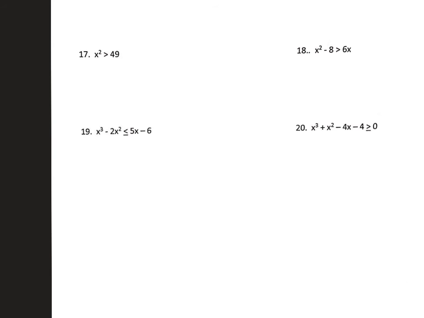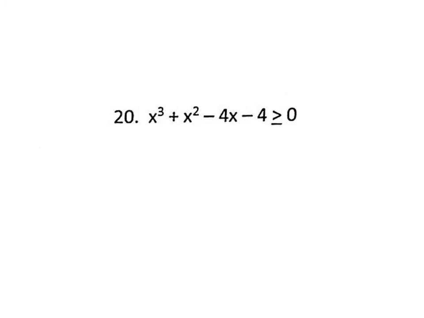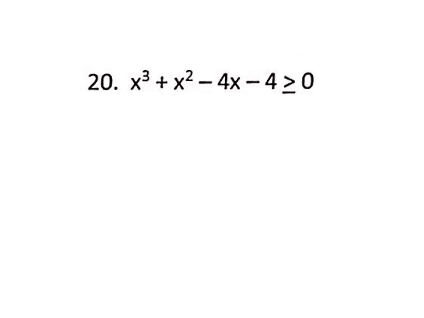17 is the same as that, so it's 18. I guess we could do one of these at the end. Let's go 20, I guess. Two ways you could do 20. One is you can take your calculator, punch it in, look where it crosses. It actually crosses at 2, I believe. So you can put 2 in the box if you want to.